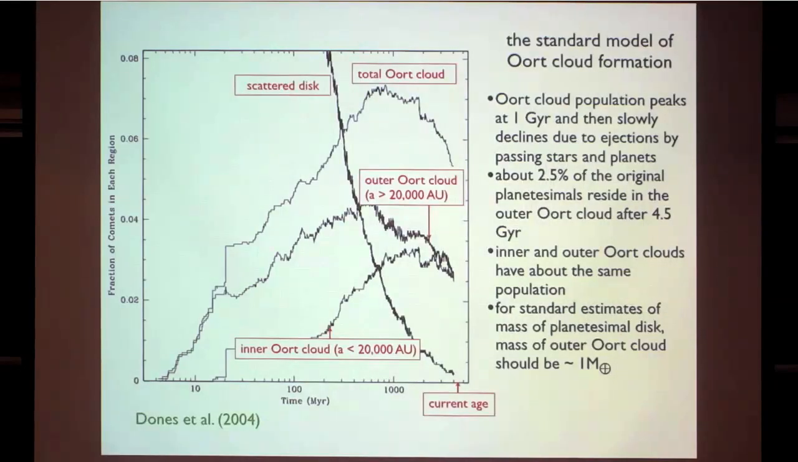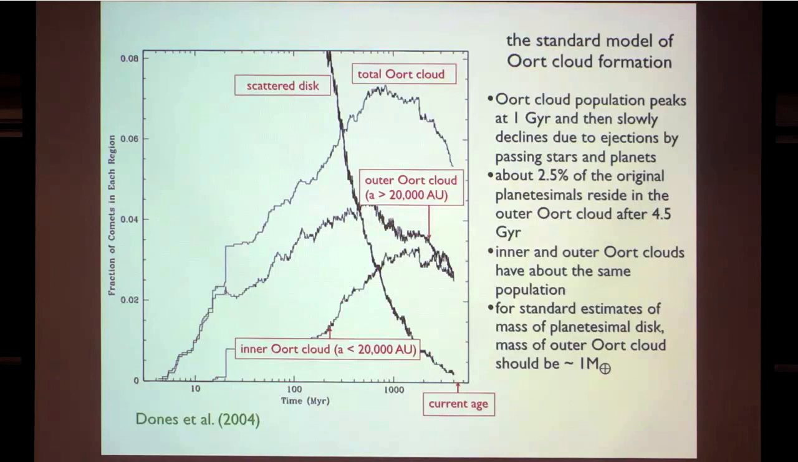The fraction that are surviving looks something like this. The population of the total Oort cloud grows to about 1 giga-year, and now is gradually being whittled down by passing stars that are kicking things onto escape orbits. Here's the inner cloud and the outer cloud. You can see that at the present time, the populations of the two are about the same. The efficiency is about 2.5%. That is, about 2.5% of the planetesimals left over in the protoplanetary disk are still in the outer cloud.